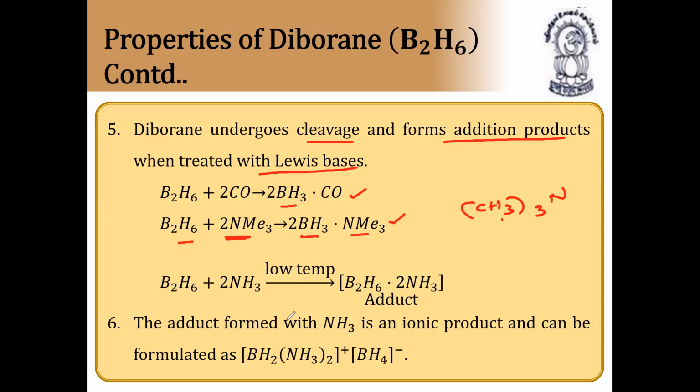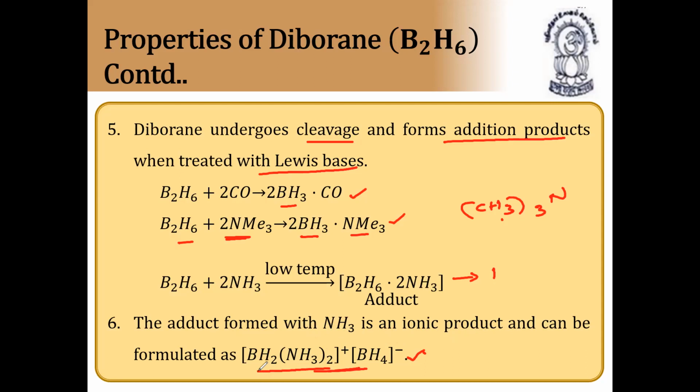Diborane reacts with ammonia as a Lewis base, but the product formed depends on the conditions. So B2H6 when combined with ammonia at low temperature forms an addition product called B2H6.2NH3, and this exists in the solution as [BH2(NH3)2]+ BH4-. So the direct product formed with ammonia is an ionic product, with a cation and an anion formed.